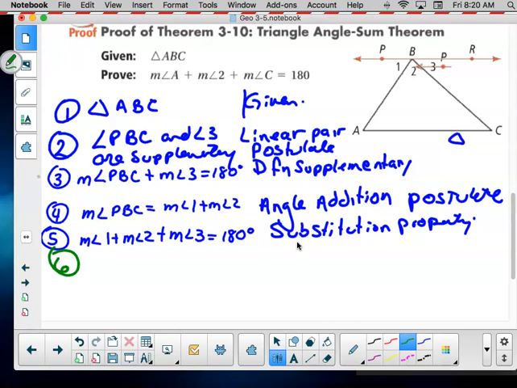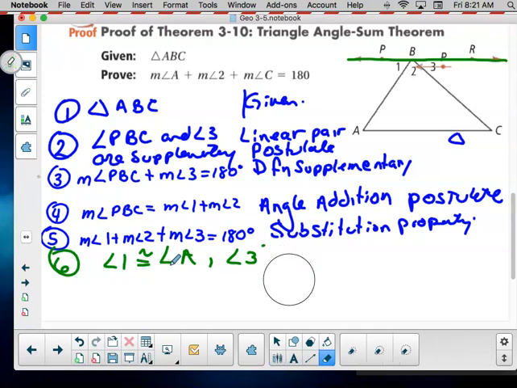Step 6, I know angle 1 is congruent to angle A. Angle 1 and angle A are congruent, but for this, the auxiliary line that's drawn here is parallel to AC. Otherwise, this doesn't work, and when we draw an auxiliary line, we make it work for what we need it. Okay, so I know 1 and A are congruent because of that parallel line. I also, for that same reason, know that angle 3 is congruent to angle C. Angle 3 is congruent to angle C.